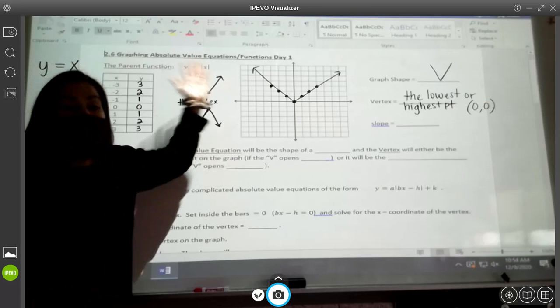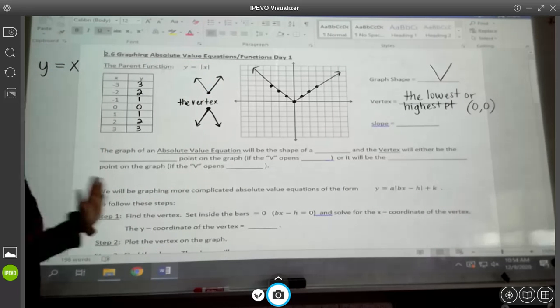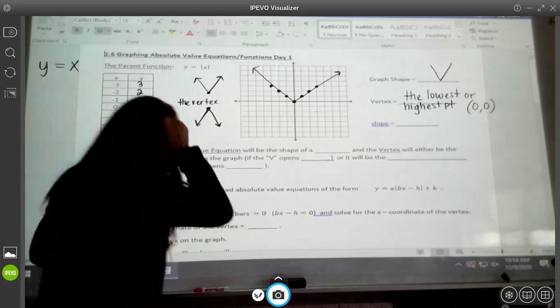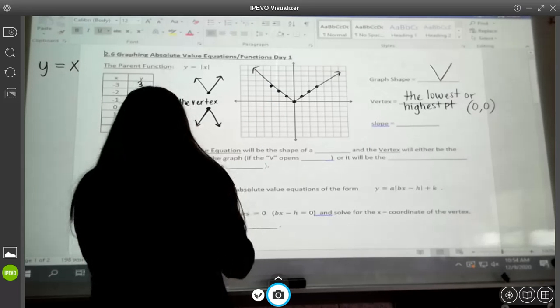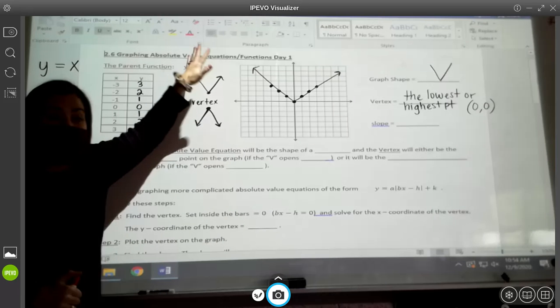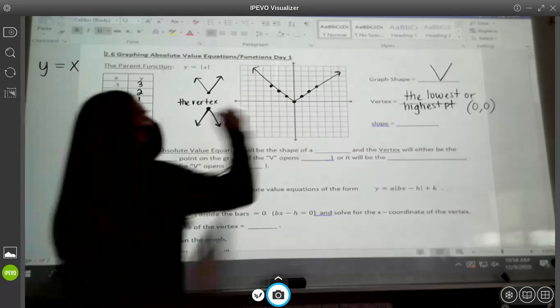All right? And then let me tell you guys really why this graph is a V. Ultimately, if you take the equation and you remove the bars, guys, it's this. It's the line y equals x, which is a slope of 1 and a y-intercept of 0. A y-intercept of 0, a slope of 1, right?